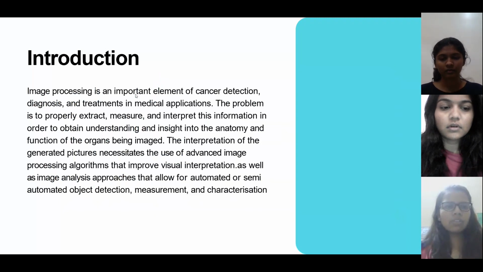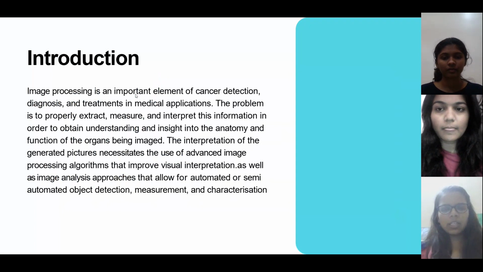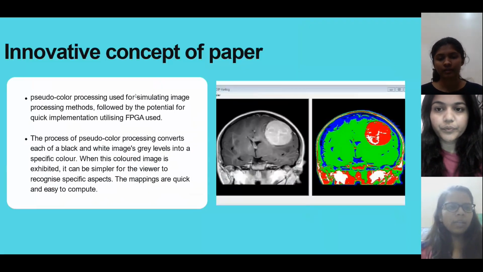The interpretation of the generated pictures necessitates the use of advanced image processing algorithms that improve visual interpretation, as well as image analysis approaches that allow for automated or semi-automated object detection, measurement and characterization in medical image processing. The next slide will be continued by Prachiti Raut.